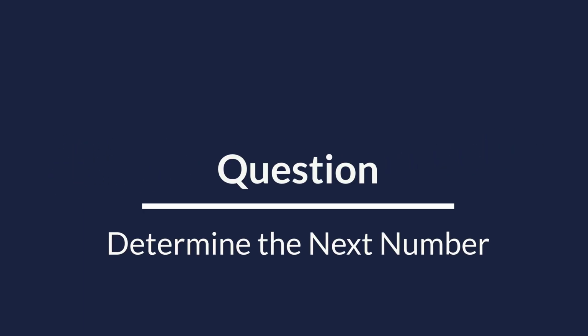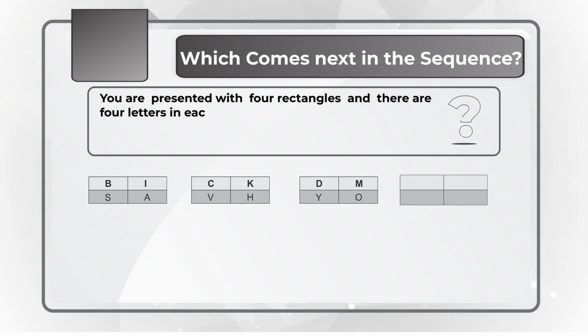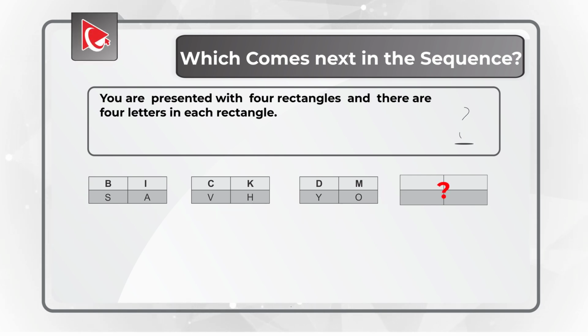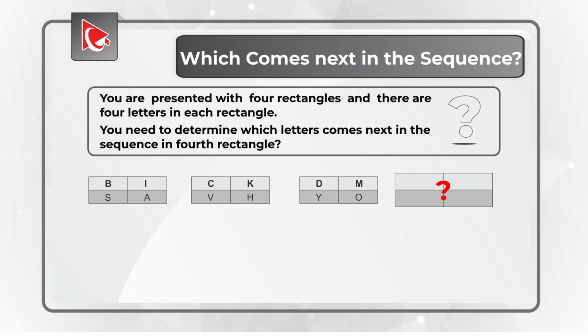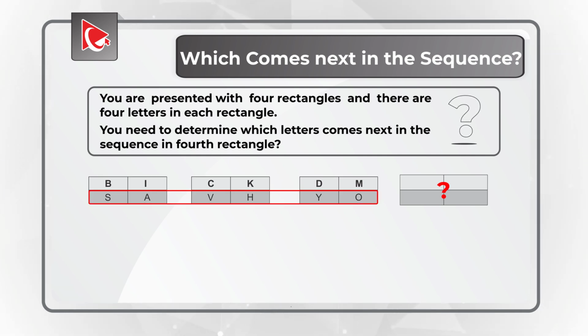Here's one of my favorite questions where you need to determine the next number in the sequence. You're presented with 4 rectangles. Each rectangle contains letters. There are 4 letters in each rectangle. 3 rectangles contain letters, and you need to determine the letters in the 4th rectangle. What's interesting is that the upper row of the letters is bold, and the lower row of the letters in the rectangles is the regular font.